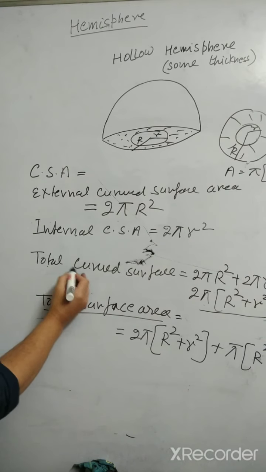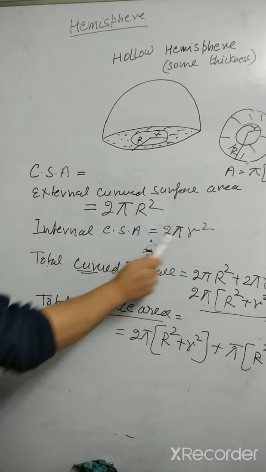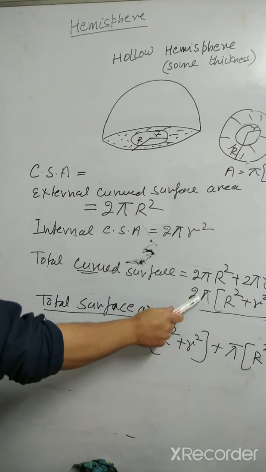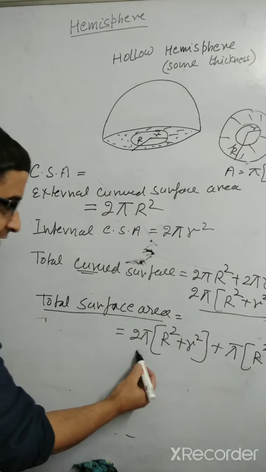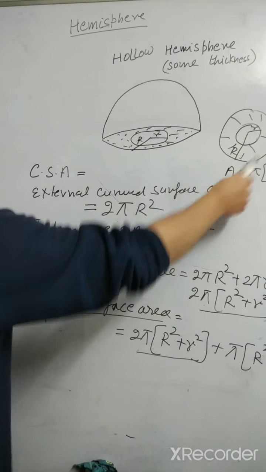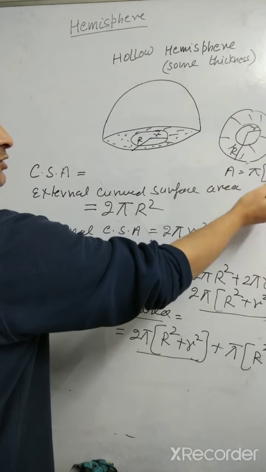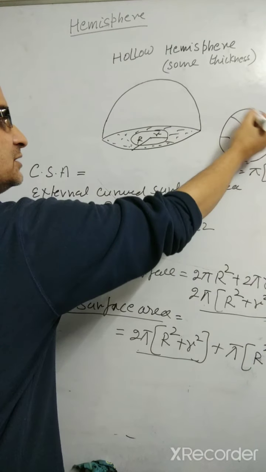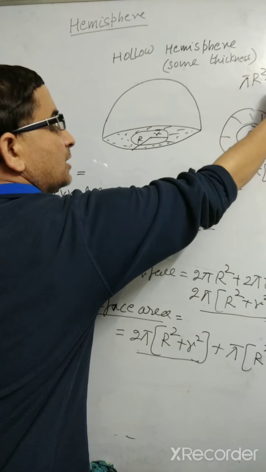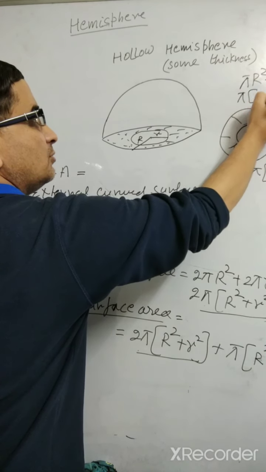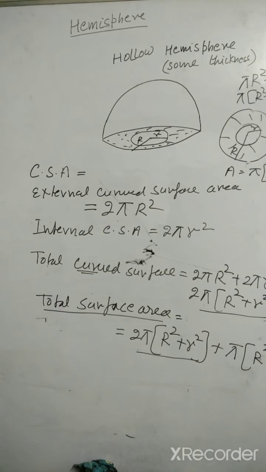This is the total curved surface area, that is the external curved surface area plus the internal curved surface area. This is the total surface area. That is the total curved surface area, plus the area of this base. That is how much? Pi times capital R square minus small r square. Why? From this bigger circle, from pi R square you subtract the area of this small circle, pi small r square. Pi you can take common, so you will get R square minus small r square. The same thing you will get, right? So this is the total surface area.